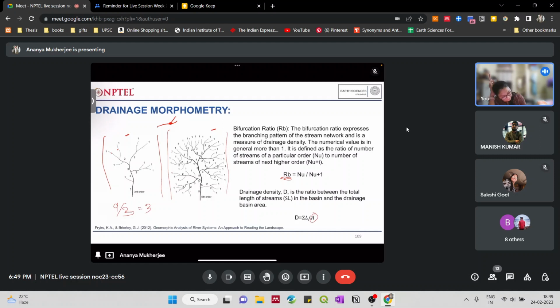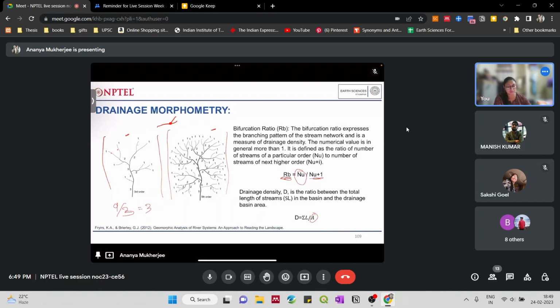As the number of these increases in relation to this, you will find that the bifurcation ratio will be different. If the bifurcation ratio is more, it will be a denser drainage system. So this is a quantitative analysis of how much the drainage basin has evolved with time.